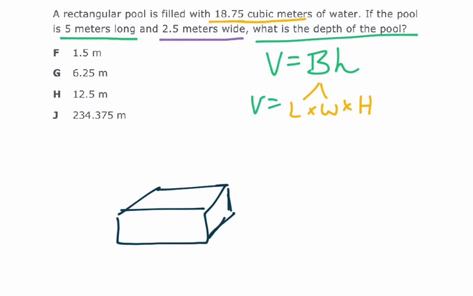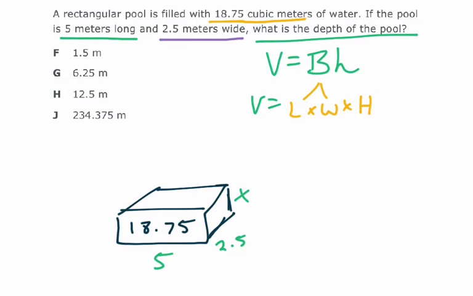They give us the length. They say the length is 5. They say the width is 2.5. Let me go back. It's not a good place for length. That's better. 2.5 there. And then what is the height, if the whole thing equals 18 and 75/100? Okay, so we need to work backwards here.